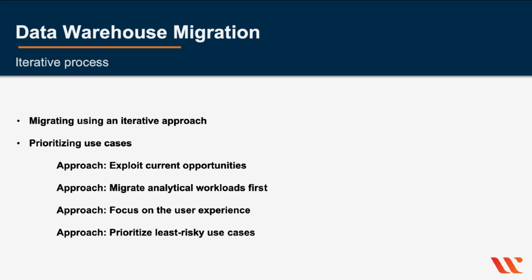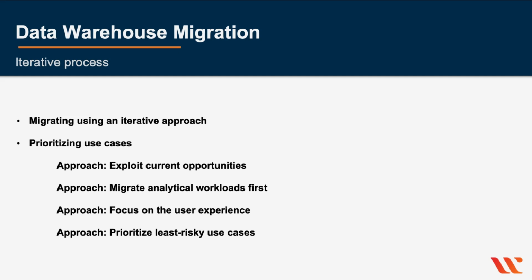So when you're choosing to execute the iterative process, there are a few ways of how you can choose which use cases should be prioritized. So one approach is to exploit the current opportunities. So see what current opportunities could help you maximize the return on investment for a specific use case. This one is useful in order to quickly prove to the business that this is actually a good idea. So if you can pick one use case that can provide a big value quickly, then that would be a good one to start with.